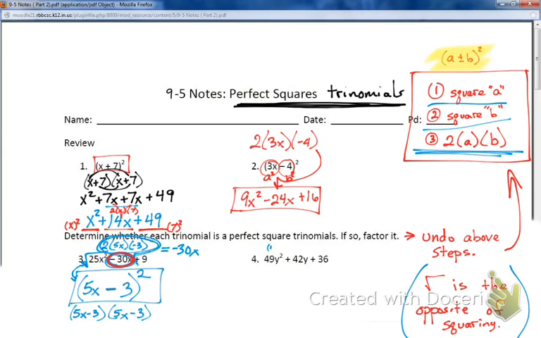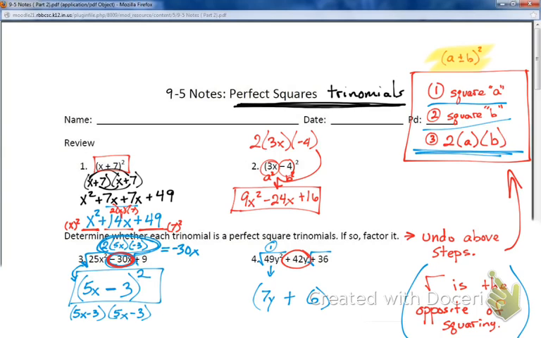Step 1 is to undo 49y squared by taking the square root of 49y squared, which is 7y. Undo the last term, undo this 36 by taking the square root of 36, which is 6. And now really what we should be doing is checking. This has a positive sign, so we know it's going to be a plus in the middle if this works. And we're really checking to see if this works.